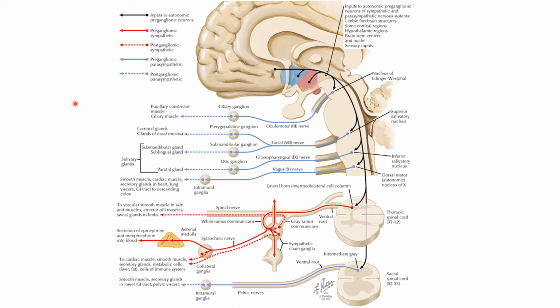It's not the topic for today, but you can see it can have some effect on the pupillary constrictors, lacrimal glands, salivary glands, smooth muscle, and cardiac muscle as well. So as well the heart rate, the blood pressure, the adrenal glands, and so on and so forth. So it has multiple connections.